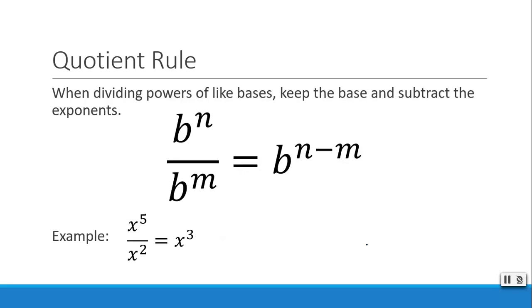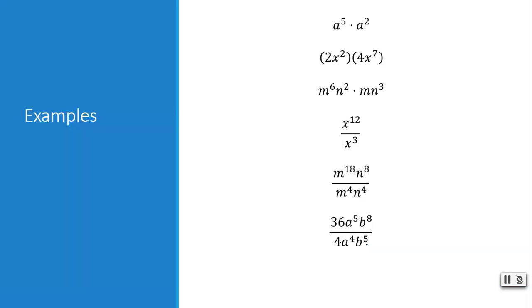The quotient rule is the exact opposite. When you are dividing powers of like bases, you want to keep the base and you want to subtract the exponents. So the example I give you is x to the 5th divided by x squared. They have the same base of x, but when they're being divided, you do 5 minus 2 to give you x to the 3rd. So let's look at some examples of these two rules.